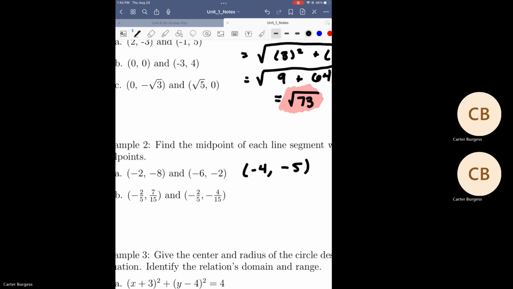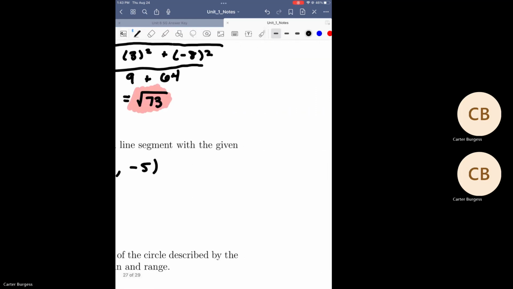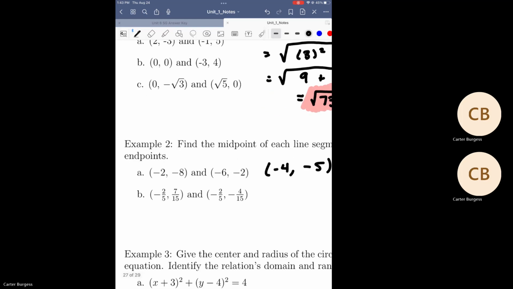Okay, but maybe that's a little bit tricky to see. And so we could certainly use our midpoint formula here. We could certainly do -2 plus -6 divided by 2 to get -4. And we certainly could do -8 plus -2 divided by 2 to get -5. And that would work. But also, it's kind of slightly more intuitive: perfectly in the middle of -2 and -6 is -4.